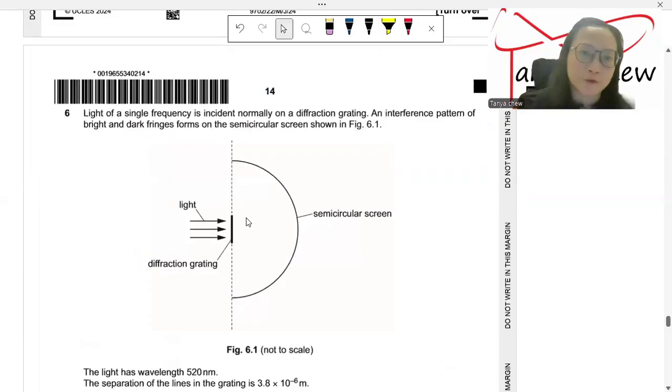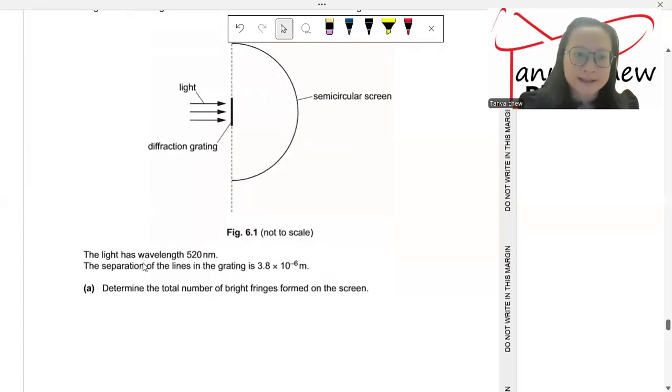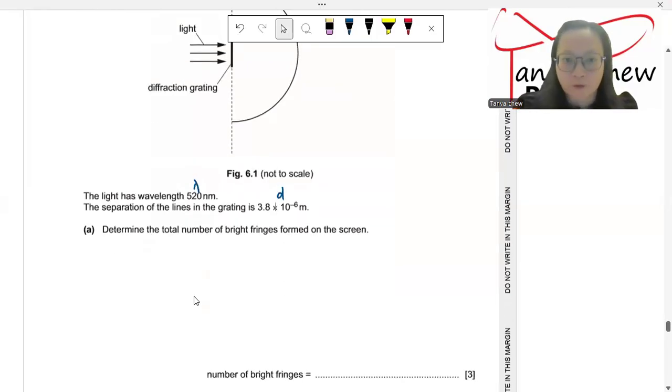Light of single frequency is incident normally on the diffraction grating. An interference pattern of bright and dark fringes forms on a semicircular screen shown in Fig 6.1. Light has a wavelength, lambda, of 520 nanometer. Separation of the lines of the grating, d, is 3.8 times 10 to the power negative 6 meter. Determine the total number of bright fringes formed on the screen.